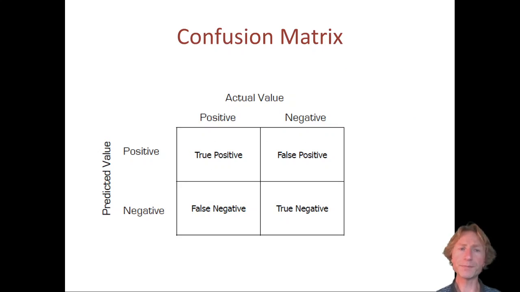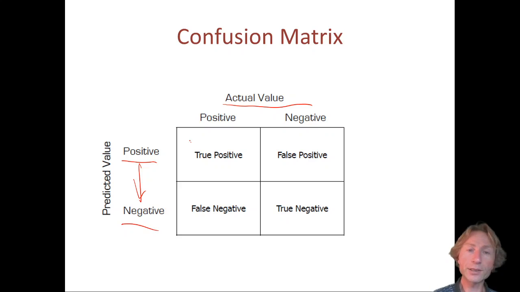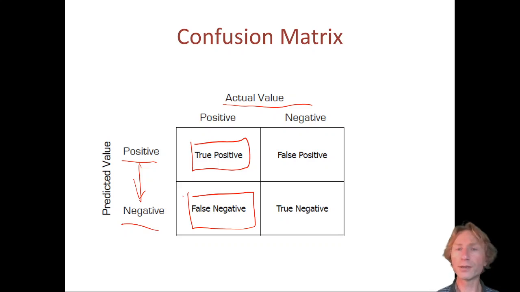So these two rows here indicate what we predict. We predicted a positive, which means there was an attack, or we predicted negative, which means there was no attack. And then here in the columns, we have the actual value. Was there an attack? In that case, it's a true positive if we predicted an attack, or it's a false negative if we missed it, right?